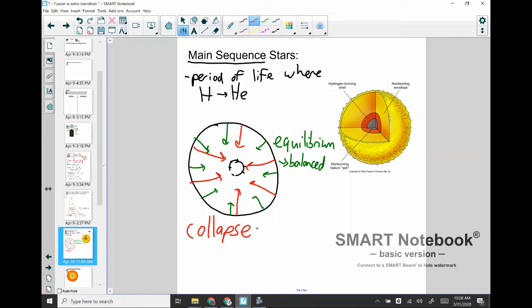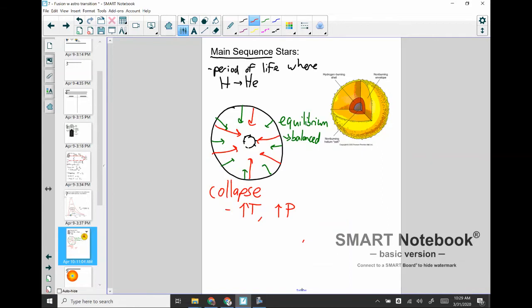What that means, though, is that the temperature increases and the pressure increases. It's now hotter than it was, it's now much higher density, which means that it can start fusing helium. It wasn't hot enough before for helium to go on to the next step, but now it is. So once helium fusion begins, we reintroduce that outwards pressure, so the star expands in size.